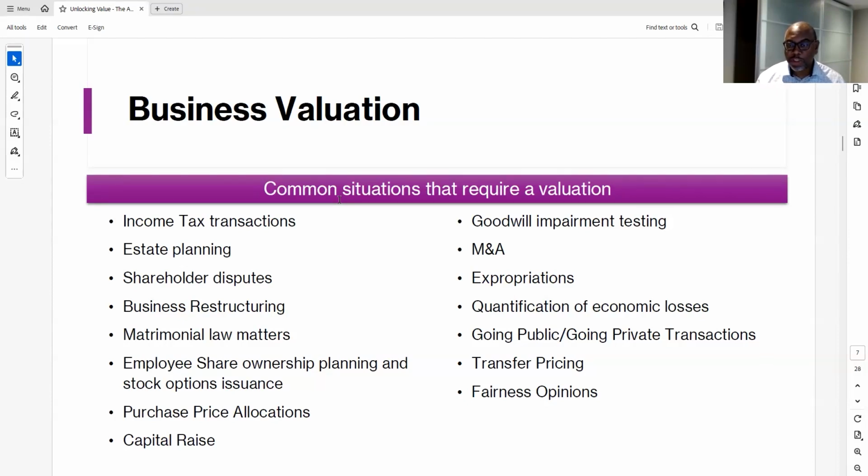M&A is a big area, expropriations, fairness opinions. If a company is going to acquire another company, you typically see this in the public company space, where the board has a fiduciary requirement to have an independent party do a fairness opinion. And it's a fairness from a financial perspective. So they'll opine on whether the company's either paying a fair price, overpaying, or underpaying. And then a lot of it you'll see in going public or going private transactions where a value will be assessed, and that may give rise to an IPO price, or we want to take the company private. What's that buyout look like?